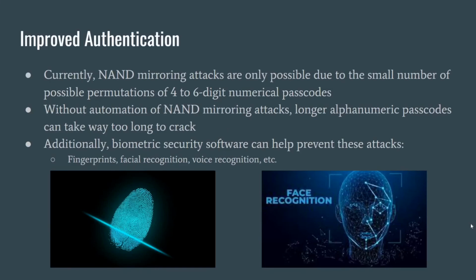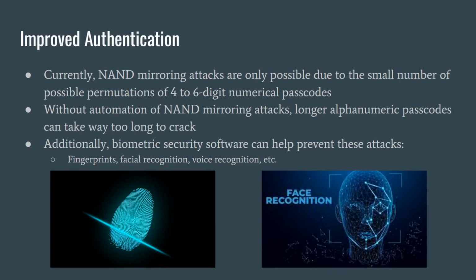All right, and now we'll talk a little bit more about defenses. So the first one's obvious, improved authentication. Currently, NAND mirroring attacks are only possible due to the small number of possible permutations of 4 to 6 digit numerical passcodes. And even with these low digit passcodes, it can still take 2 days to 2 months, respectively, in order to actually crack a passcode.